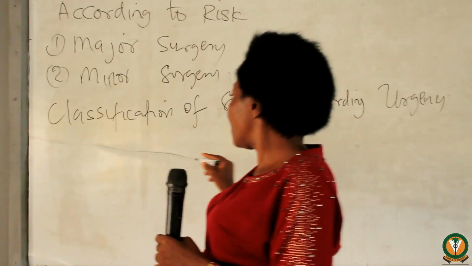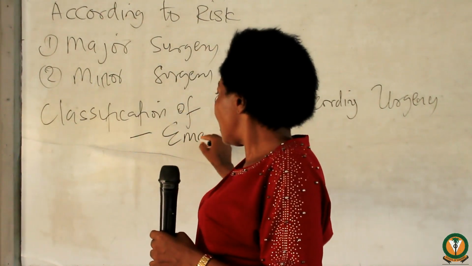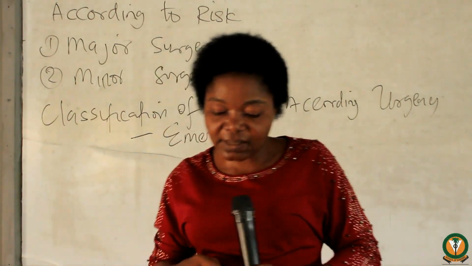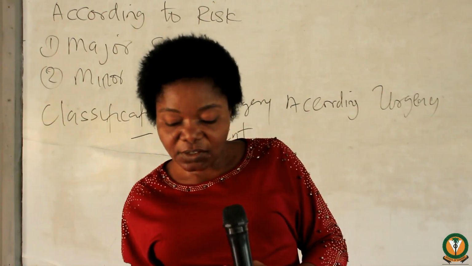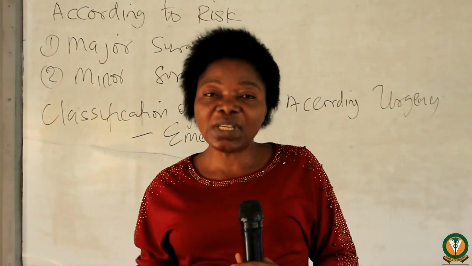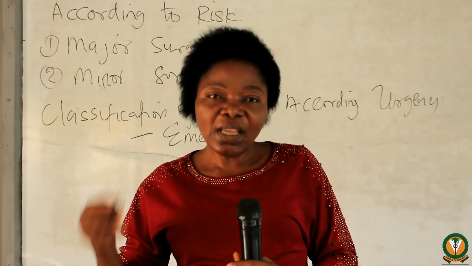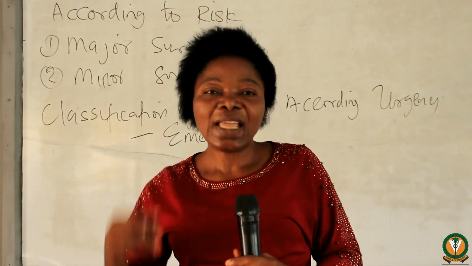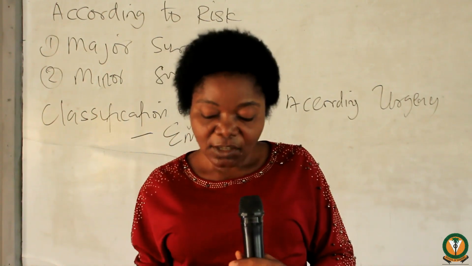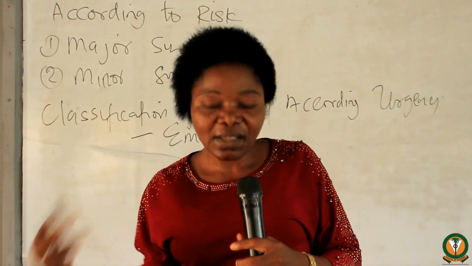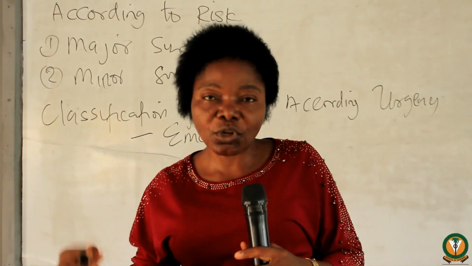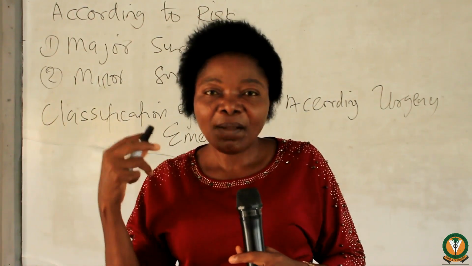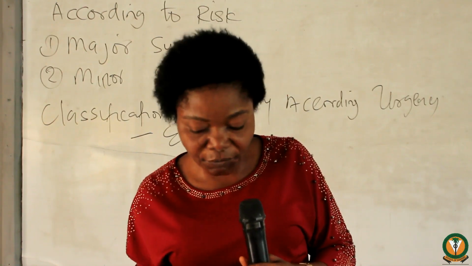Emergent surgery. In emergent surgery, the patient requires surgery immediately. The disorder is life-threatening and surgery is done without delay. If there is delay, the patient's life might be in danger. That's why we group it under emergent surgery, emergency. Something like severe hemorrhage, where the patient is bleeding heavily, a fractured skull or a ruptured uterus. If you don't get the patient to theater immediately, the patient might die because of loss of so much blood.